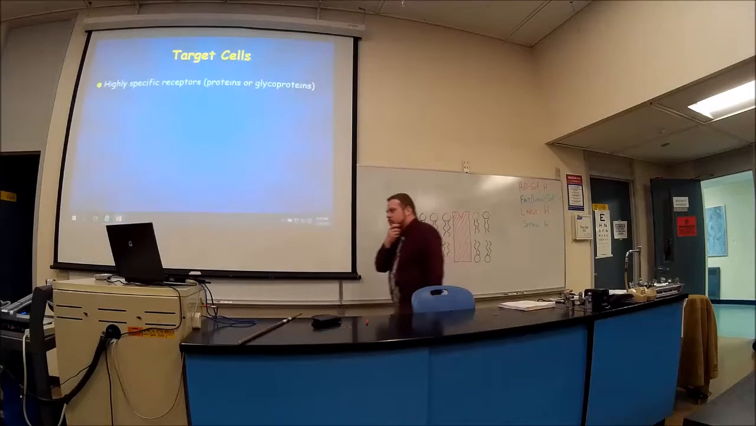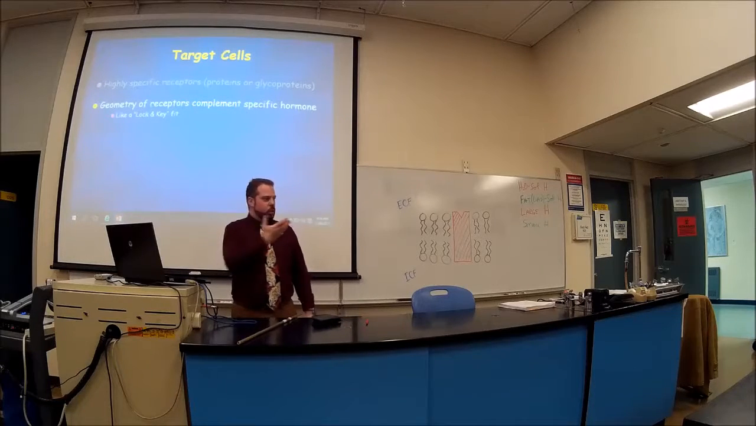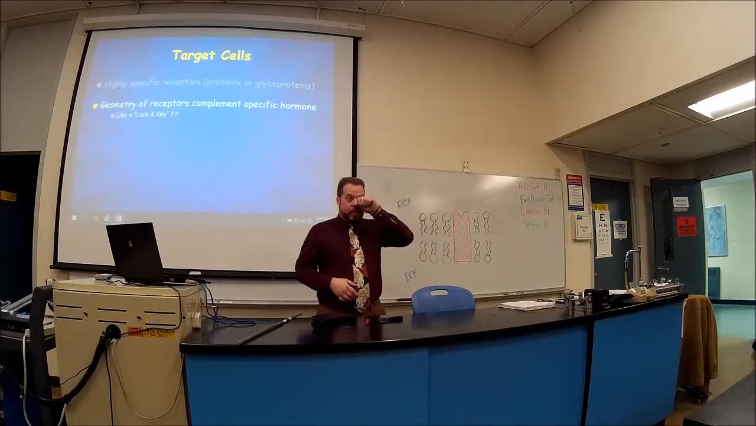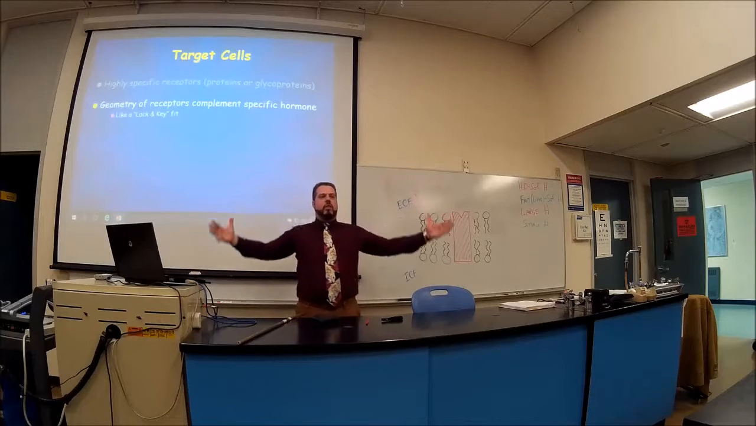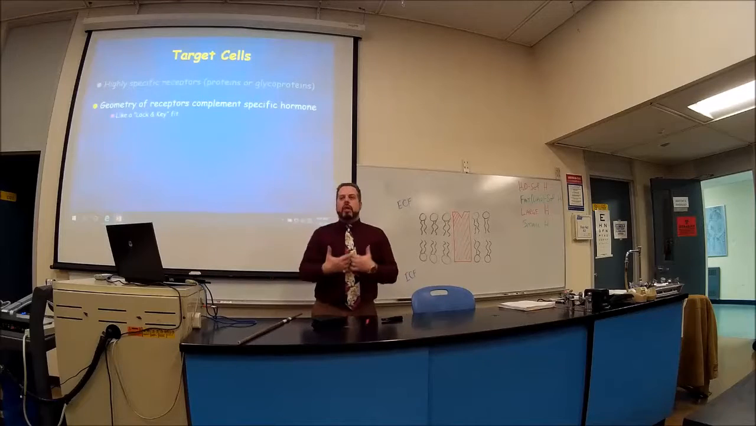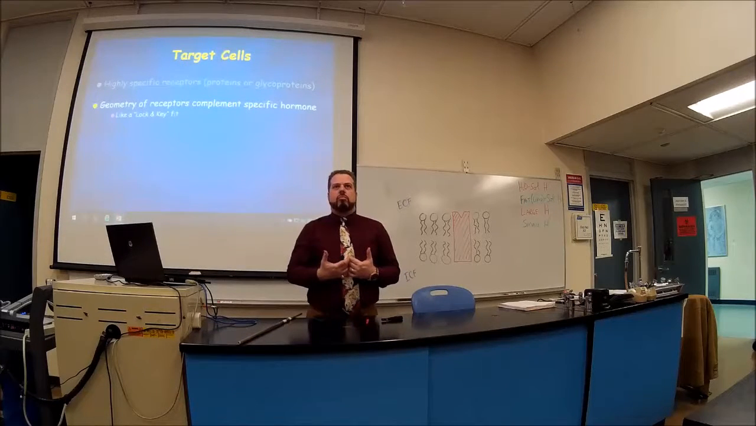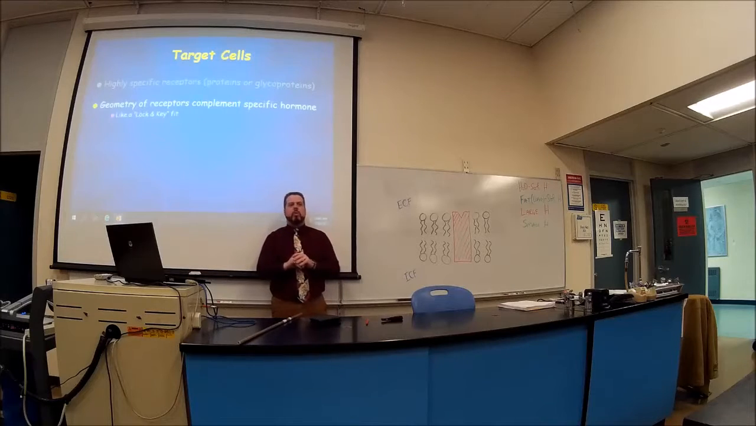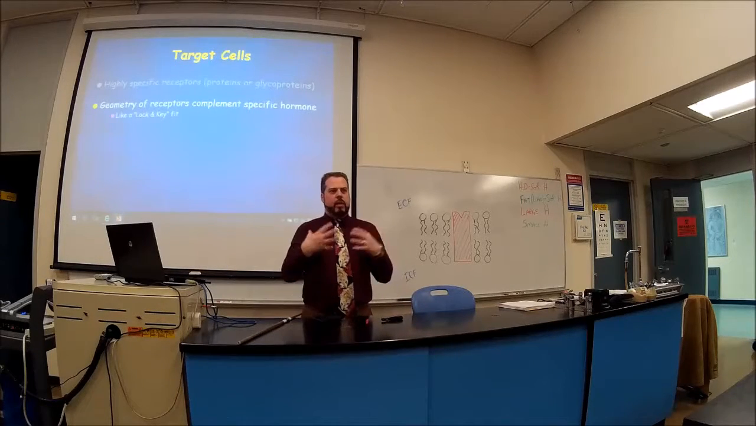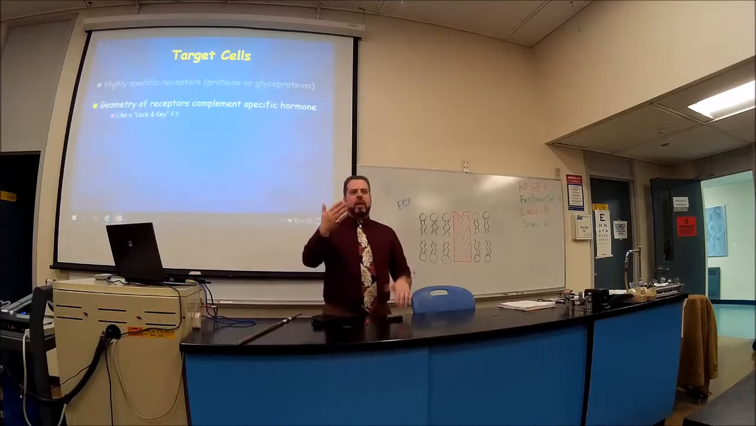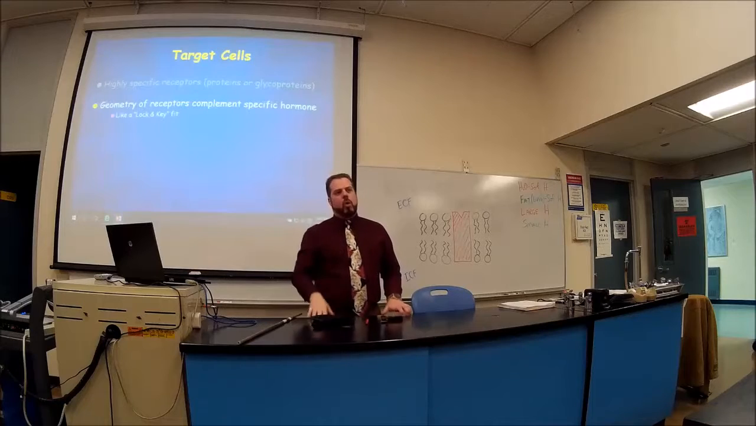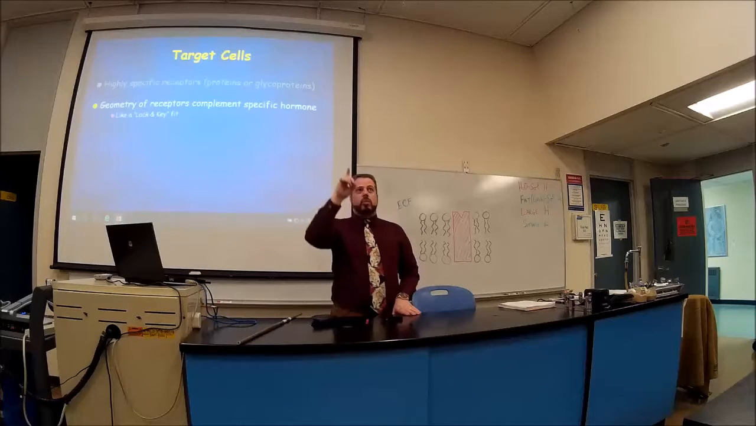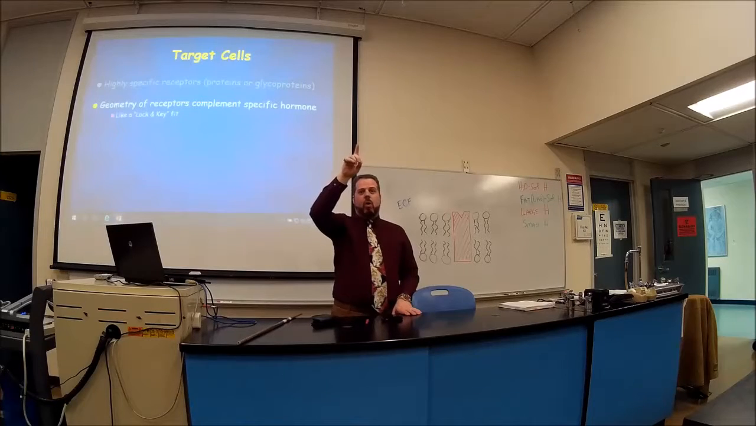Now, the target cells have very specific receptors, as I said, they're the keyhole, so to say. And we can have something called upregulation and downregulation. So this is what's happening. Think of yourself inside of a cell, and you need glucose. Just bear with me. I know we didn't talk about insulin and stuff, but bear with me. You need glucose, and the thing that's going to allow glucose to come inside is a hormone called insulin. Insulin doesn't come inside the cell. Insulin is going to be a key to open up the keyhole to allow the door to open.